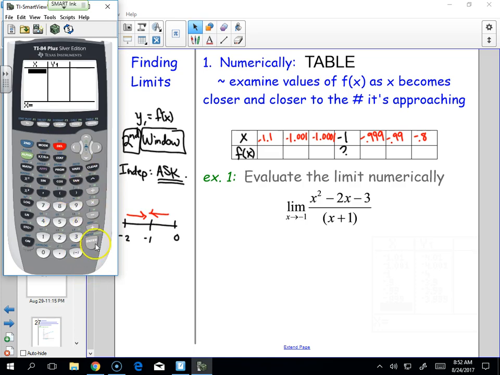But I can type in my -1.1. I can type in my -1.001. Now guys, are these magical numbers? Could you have approached a different way, like -1.002? Would that still have accomplished the same task? Yeah. So I'm just giving you some examples of what I probably would have done.